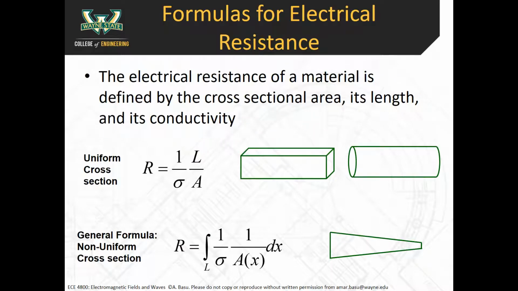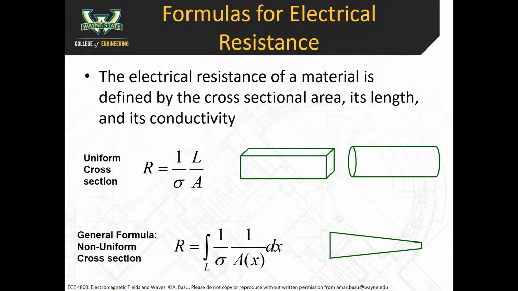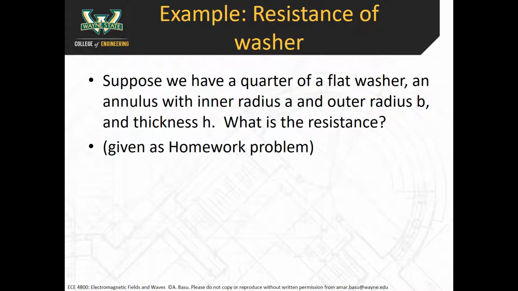So these are the different formulas for electrical resistance for varying cross section. There are two problems that I'm giving you in the homework. One is the resistance of a cone, which I just showed you up on the board. For that problem, you could use a formula like this to figure out the resistance. The other problem is the resistance of a quarter flat washer, an annulus with an inner radius A and outer radius B, and a thickness H. For this problem, I'm telling you beforehand that you have to use the general formula for resistance. Okay? And you have to apply a test voltage, not a test current.